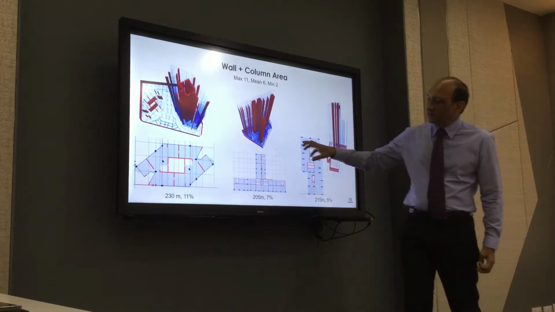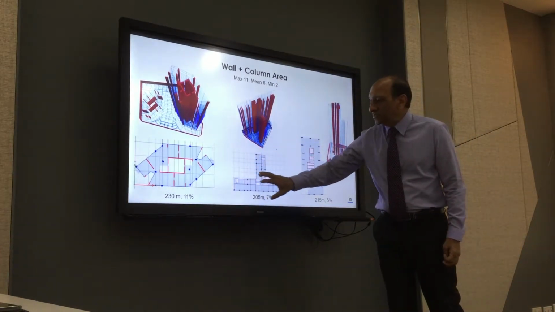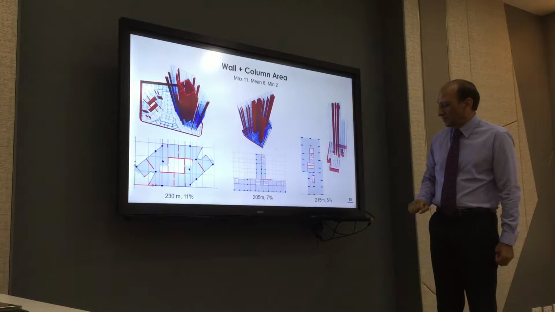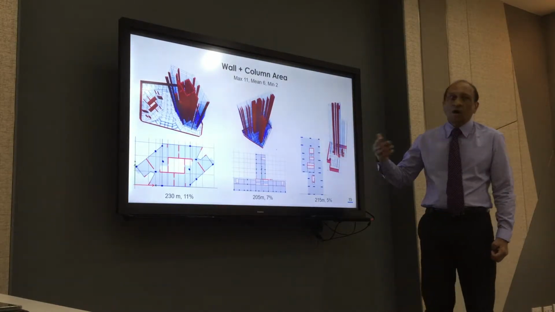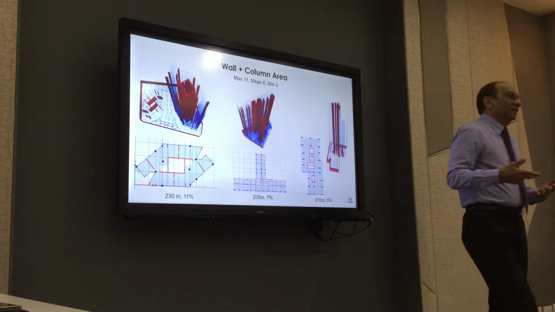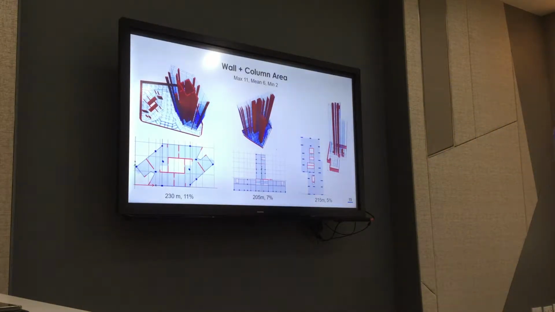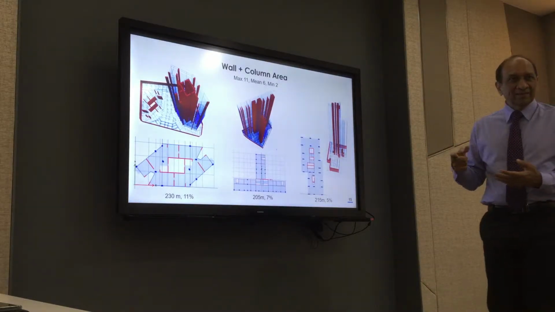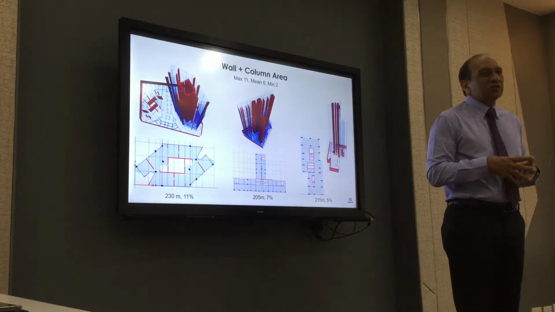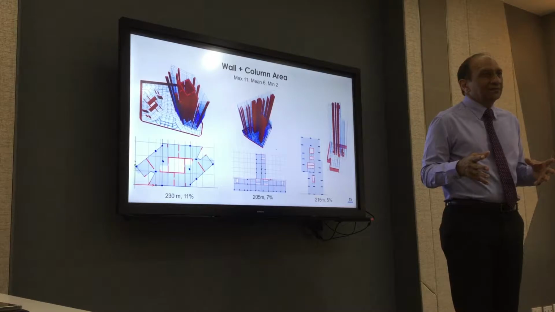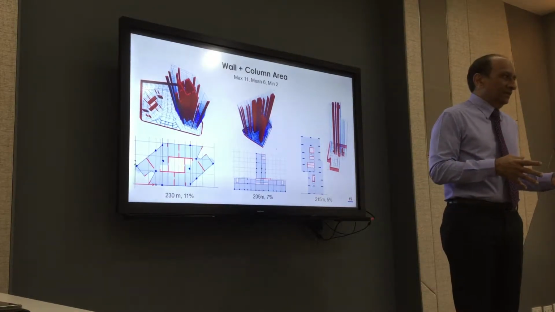And then you can see the efficiency of the system. One of the efficiencies is how much area the structural members are taking from the total floor area, because when they sell the building, they sell by area, right? Usable area. And if the structure is taking a lot of the area, then they cannot sell that area.